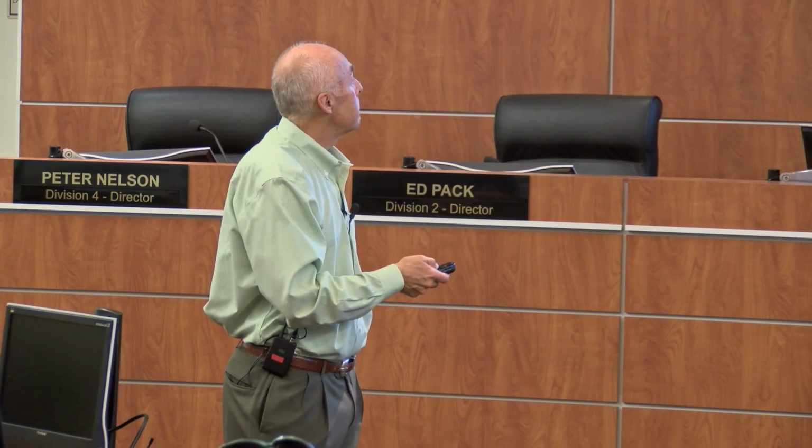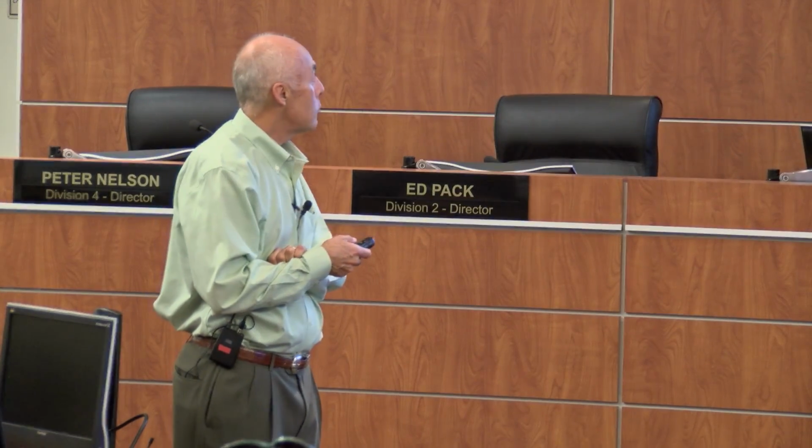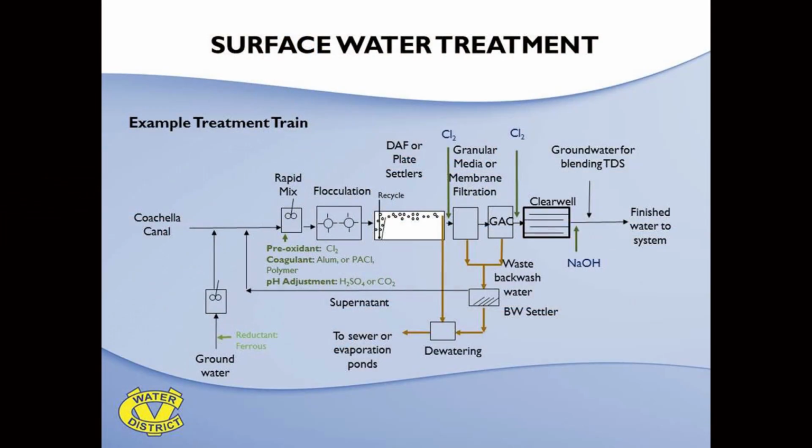So we have lots of options, and trying to figure this all out is the tough part, but we're getting there. And I'm not going to go into all the details here, but this is kind of a flow chart of how surface water treatment occurs. This is how we would probably treat Colorado River water if we did choose that option.